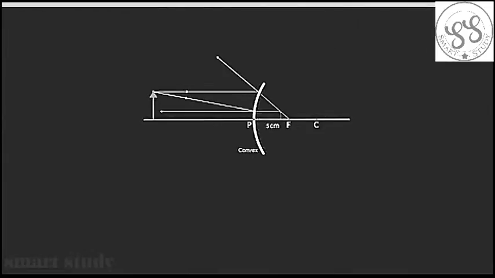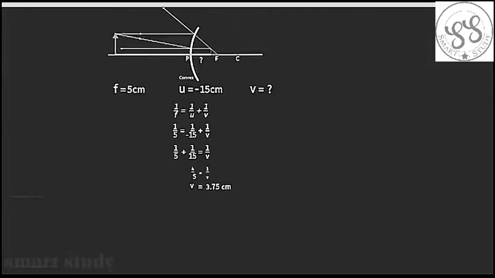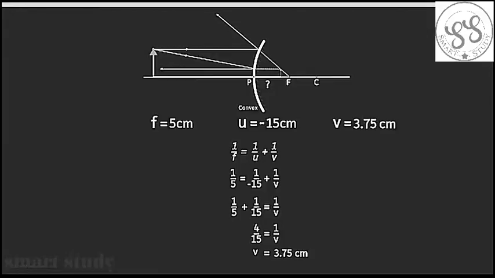Say the principal focus is 5 centimeters away from the mirror and the object is kept 15 centimeters away. What will be the values of U and F? We need to be careful with the signs. Since we know that U is negative, we will take U as negative 15 centimeters. And F is positive, so we will put its value in the formula as it is. Now we can use the formula to calculate V. If we solve this, we will get V as 3.75 centimeters. Note that the answer is a positive value. So the virtual image is formed at a distance of 3.75 centimeters to the right of the mirror.